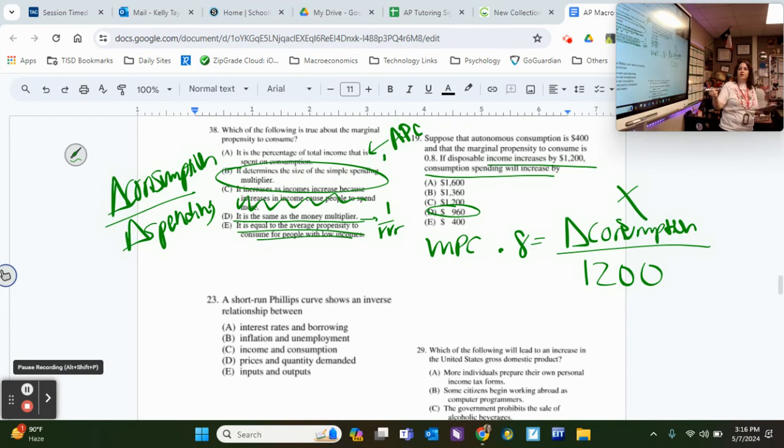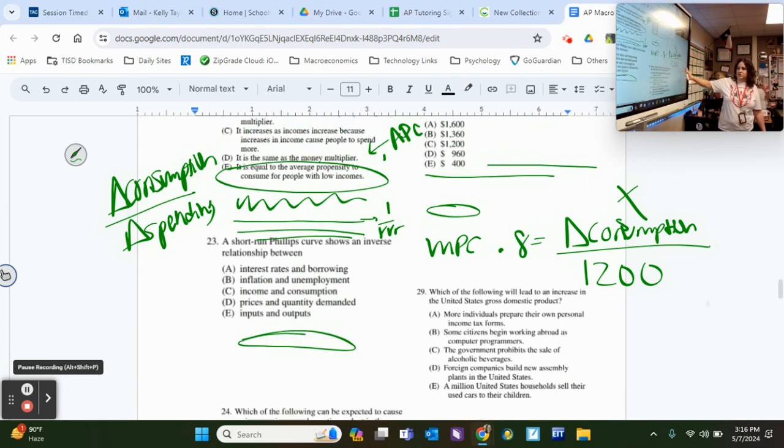All right, 23, super easy. Hopefully you're not getting this wrong. It is B. All the other ones are not even referencing a graph that's real. I'm scrolling down so we can see 29.